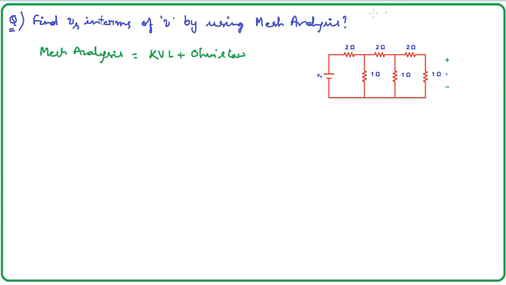So the problem is very simple. We need to find Vs in terms of V. So this is Vs and this is V. So we need to find this part.